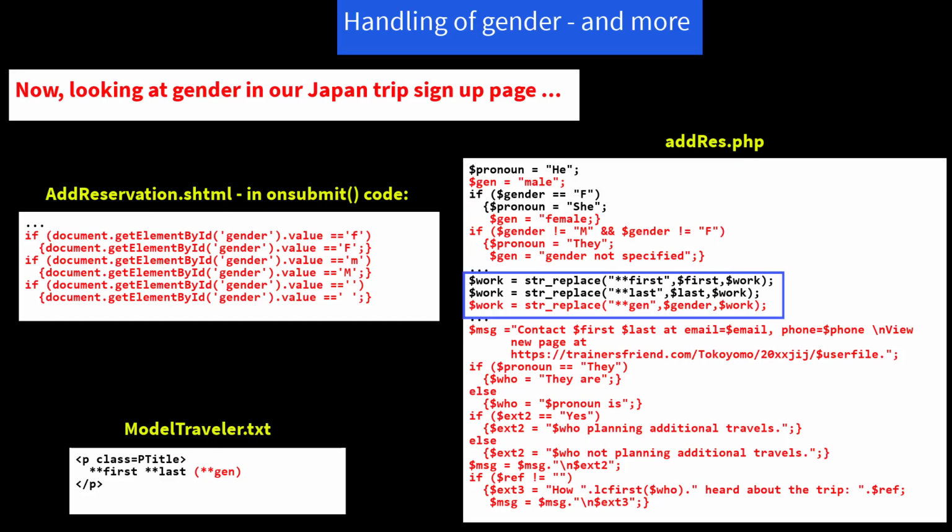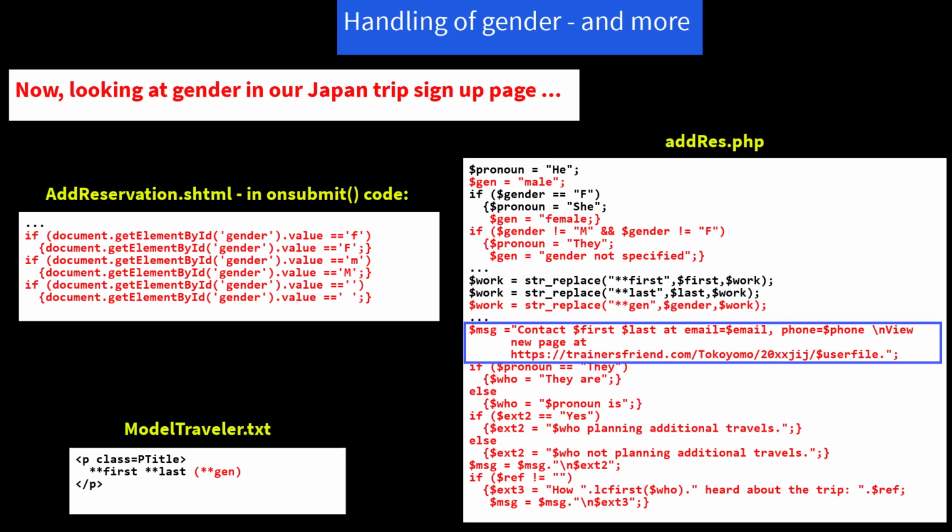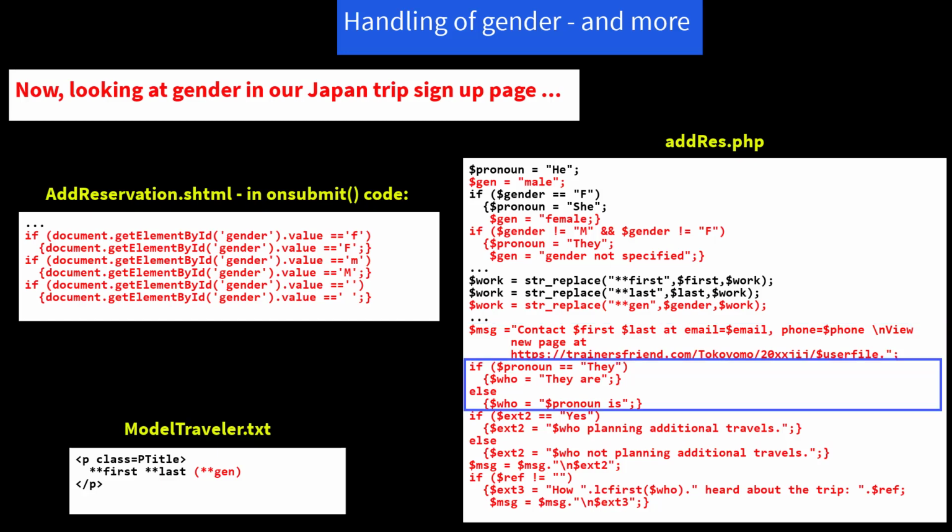Then generating the email message to the webmaster took some extra work to get the resulting syntax working right English-wise. So after closing the files, in $message I have contact $first, $last at email equals, phone equals, and view new page at. And that's all what we had before, but it's a matter of the order of things. And then I say if $pronoun equals they, make $who equals they are. Otherwise, make $who $pronoun is.